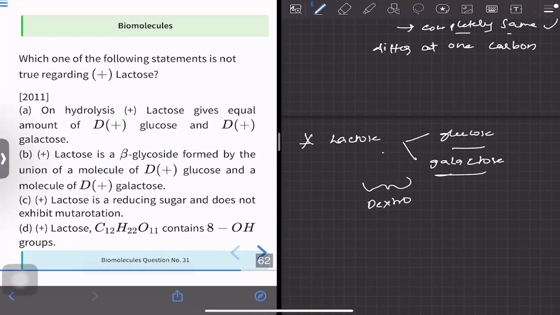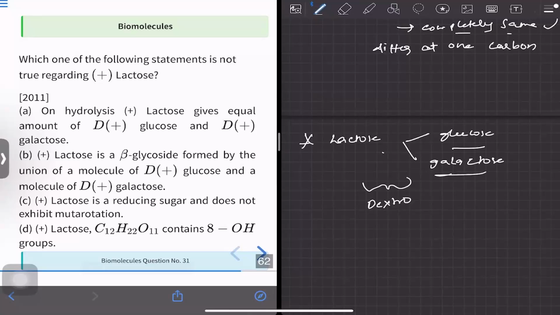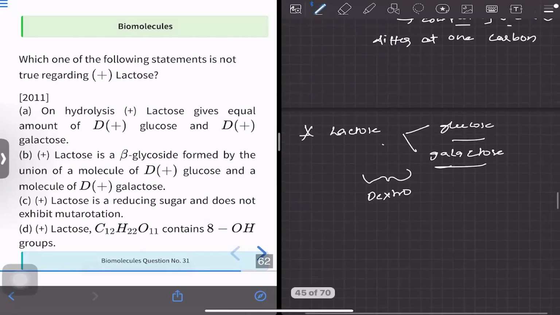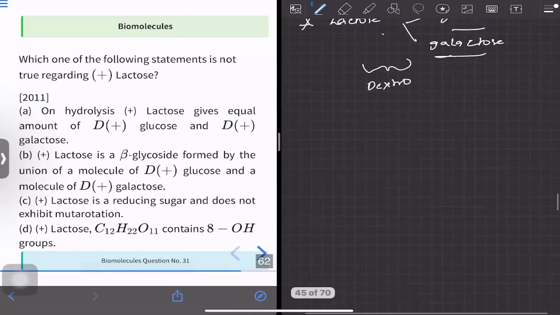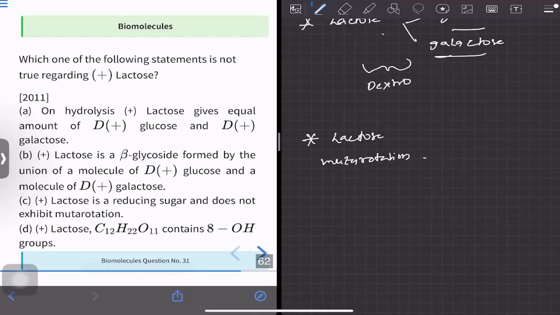Next one. Option C: lactose is a reducing sugar, does not exhibit mutarotation. See, this is wrong. What is meant by mutarotation? Mutarotation is the thing when light is passed through the sugar, it disperses light.